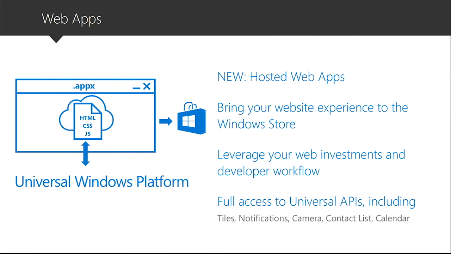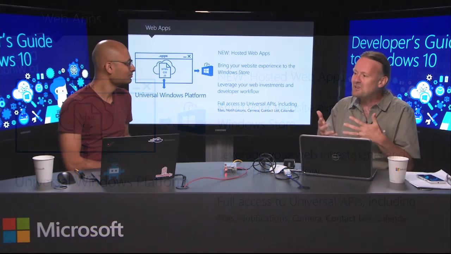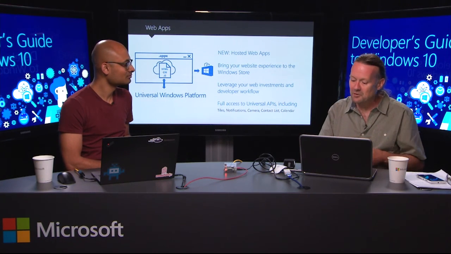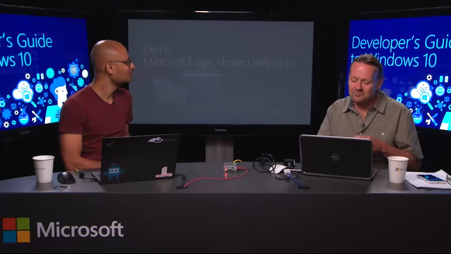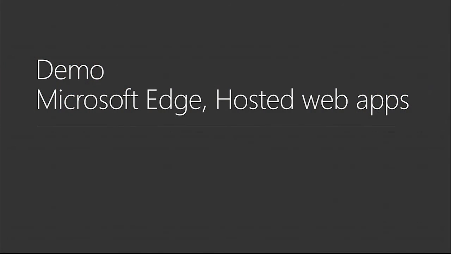So in terms of the UWP apps, we need to just talk briefly about the bridging technologies. First of all, hosted web apps is this new thing. If you have got a website, a single page website, you can very easily turn that into a UWP app. So you can effectively ship your website through the store. Your code all stays on the web server, but your users can access that site through the store. So we've got a little bit of a demo here for Microsoft Edge.